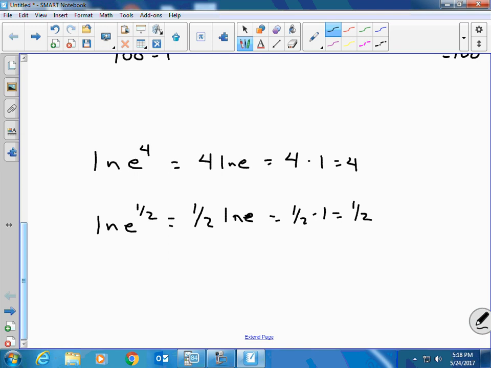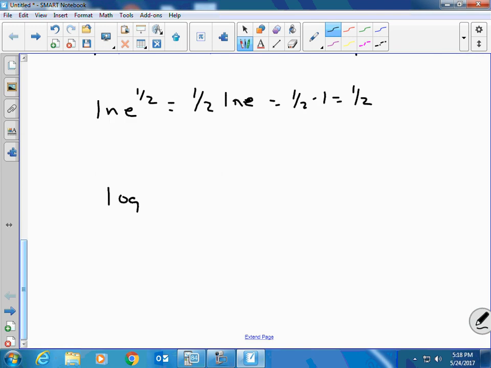What if I had log of 1,000? What question is that asking? 10 to what power equals 1,000, right? Do we all agree? So it's asking 10 to what power equals 1,000. Well, let's change that 1,000 into 10 to the 3rd. 10 times 10 times 10. And so x must be equal to 3.